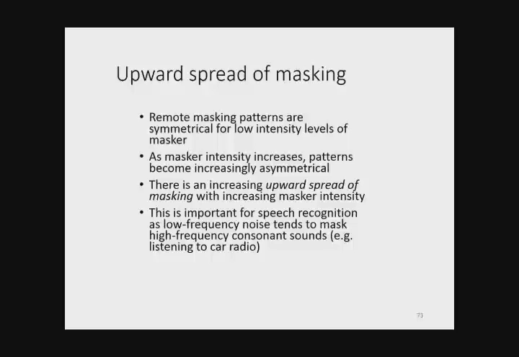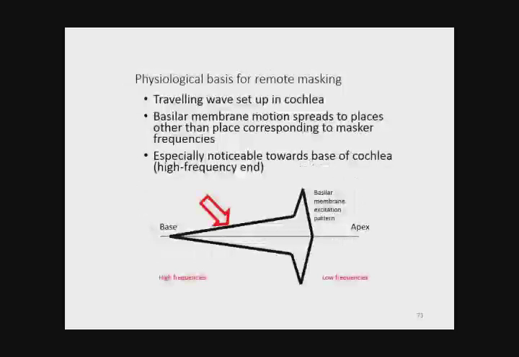The physiological basis for this remote masking pattern. Here's a very simplified version of the basilar membrane envelope. From the base, here's the high frequencies, to the apex, here's the low frequencies. Maybe I should plot two. If I have a pattern like that, let's plot two. So here the high frequency, okay, at the base. And here the low frequency, at the apex. And this is a low frequency sound, and it has kind of this envelope, yeah?